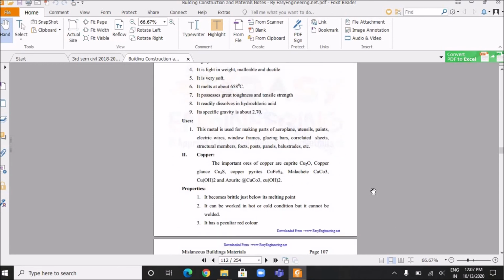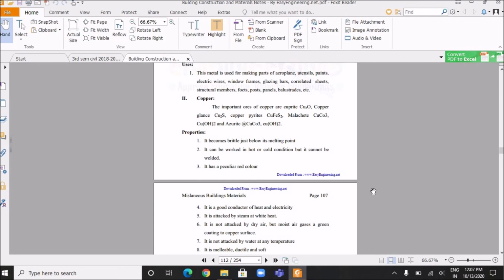Uses of aluminium. This metal is used for making parts of aeroplane, utensils, paints, electric wires, window frames, glazing bars, corrugated sheets, structural members, etc. Copper. The important ores of copper are cuprite, copper glance, copper pyrites, malachite, and azurite.